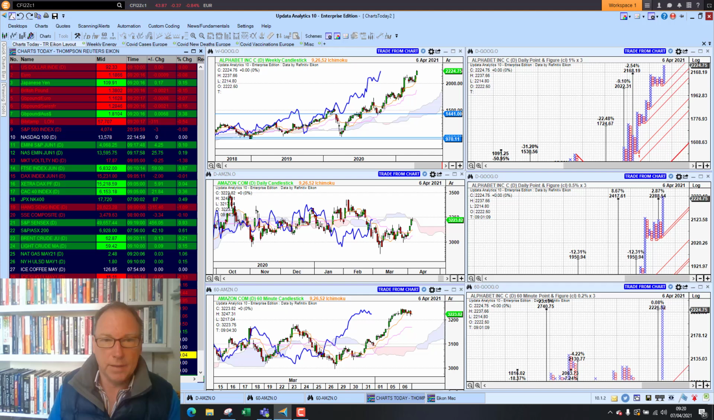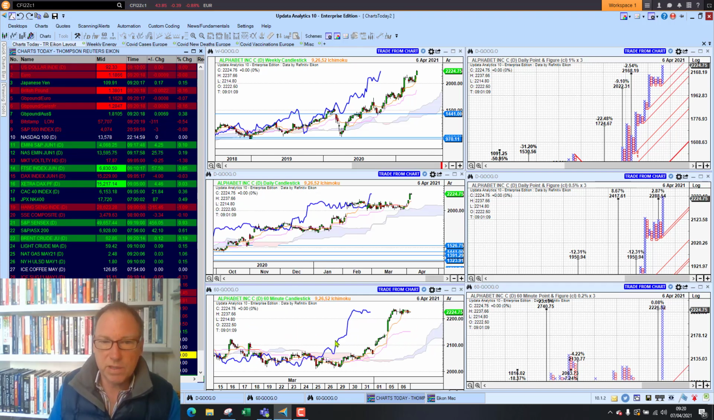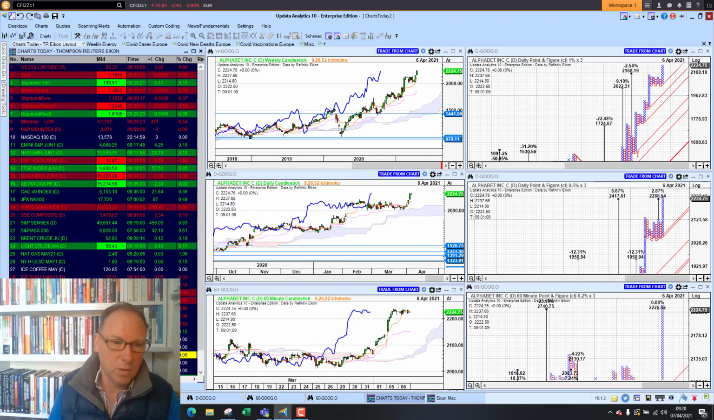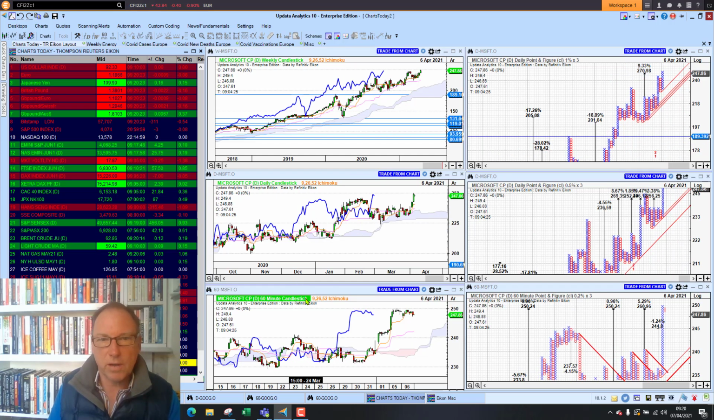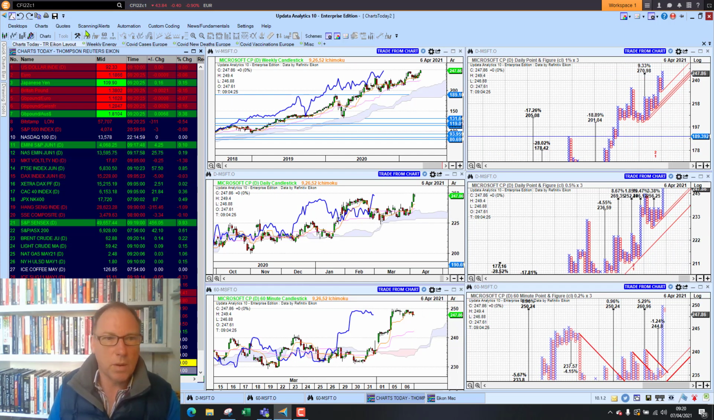Google, again, has actually looked pretty strong, bullish in all three time frames. One of the better looking charts. If we look at Microsoft, up 0.5% there as well.